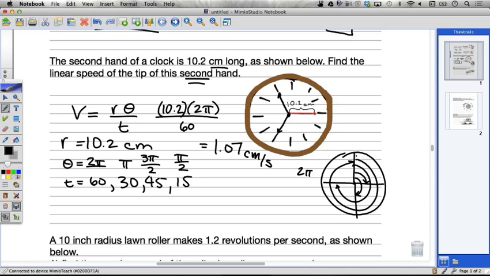If you look at that, that clock is probably close to about the same size as the one that we're describing. So every second it travels about a centimeter. That's a little bit bigger than the one in the picture. Questions about this? This is very traditional. You should be able to do this one no problem.